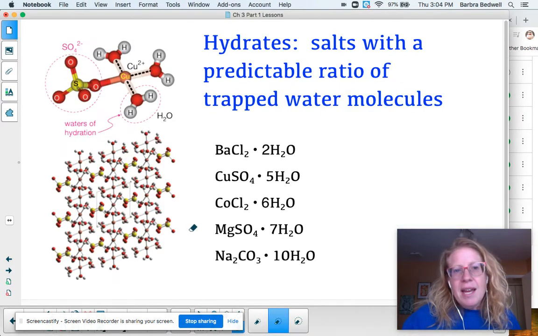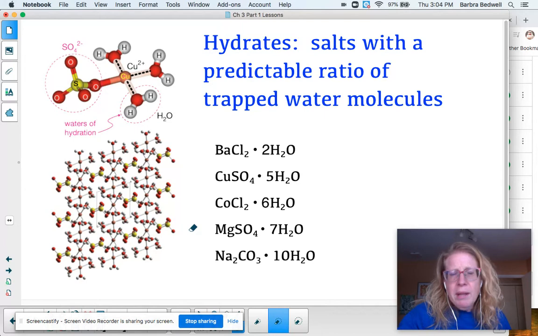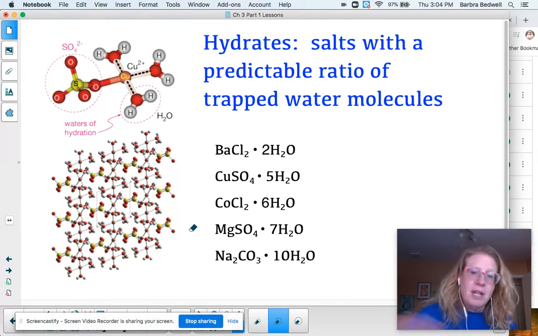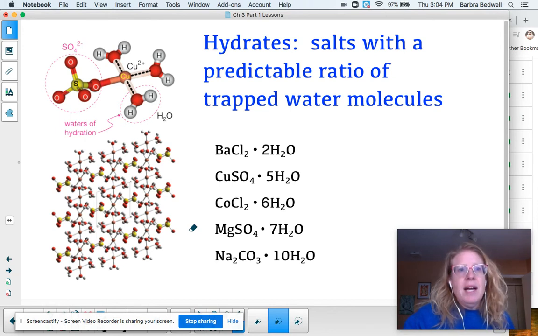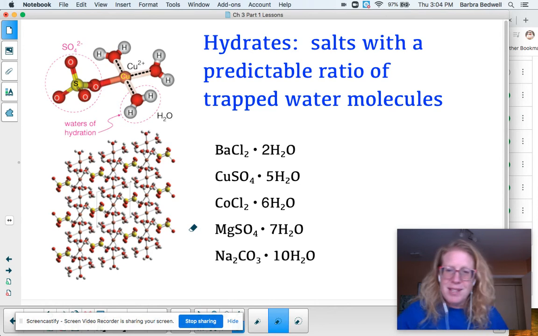So what's going on here? Well, when salts, or ionic compounds, crystallize, a lot of times water molecules get trapped in the matrix, trapped in the crystalline structure. It is called the water of crystallization, or the water of hydration. There are names for this, but they get loosely associated.